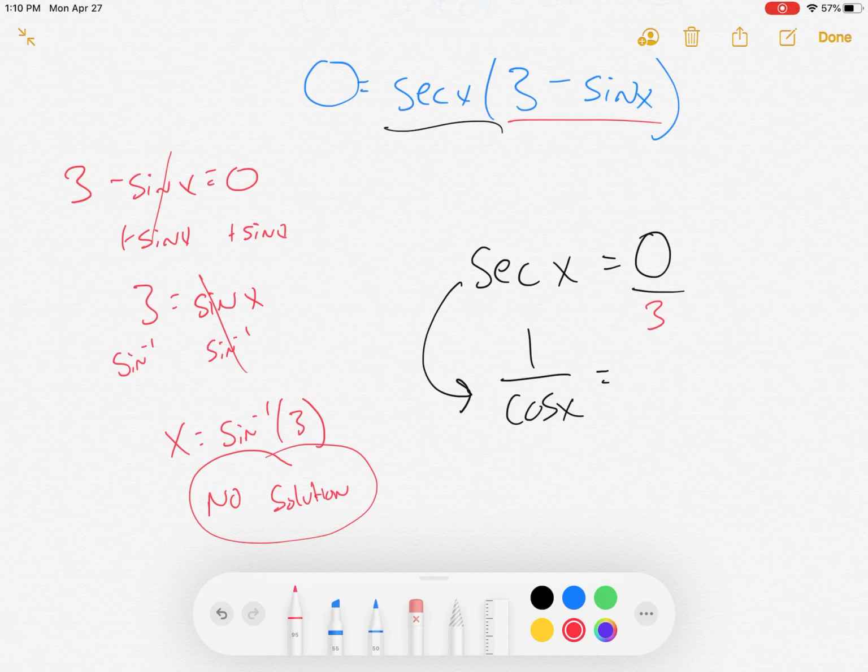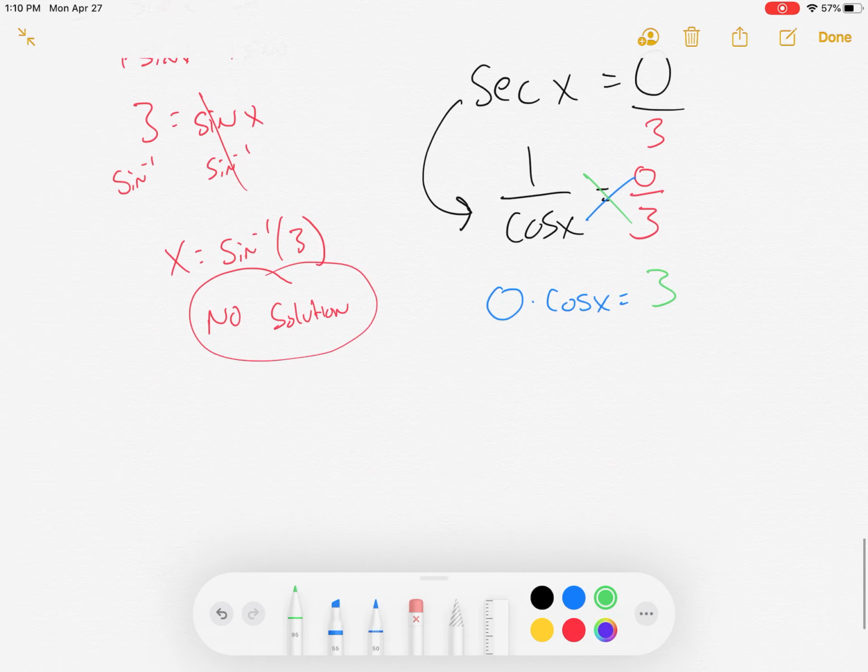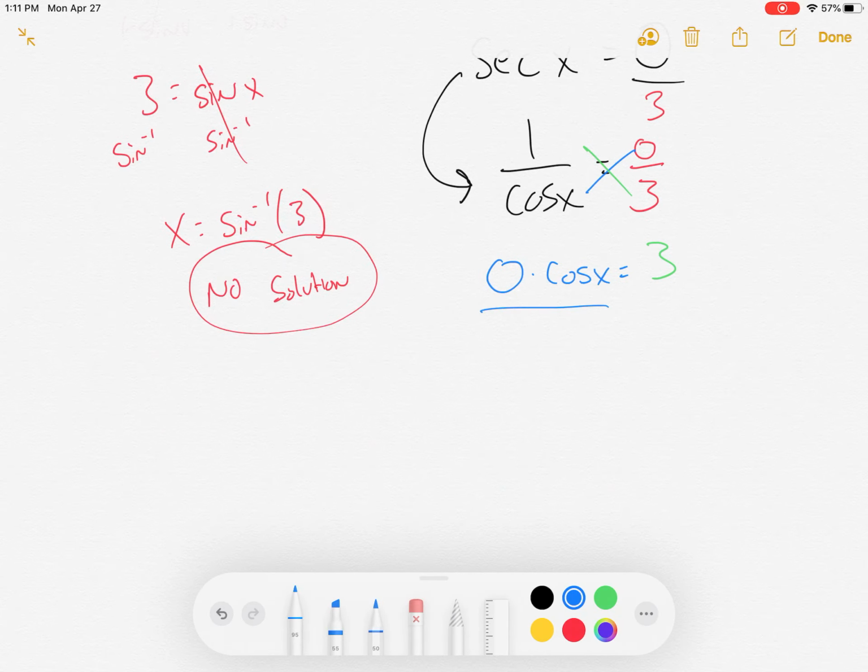So 1 over the cosine of x equals 0 over 3. Now, how do you get x by itself? Well, we could cross multiply. 0 times the cosine of x equals 1 times 3, which is 3. On the left-hand side, 0 times any number is just 0, so 0 equals 3. That's not true, is it? No, it's not. So that means our answer is no solution.